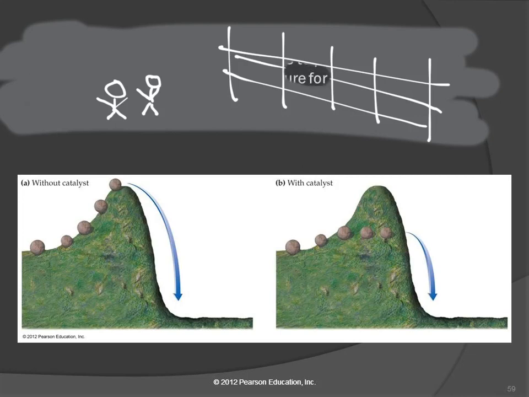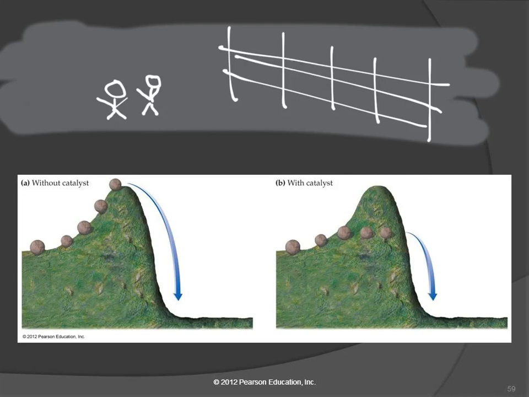Oh, that doesn't work. Okay, let's try it this way. What if we take out part of the fence? We've lowered the activation energy. We've lowered the barrier. Now the kindergartners can get over the fence faster. They can get to the other side faster because they just have to step over that lowest bar.